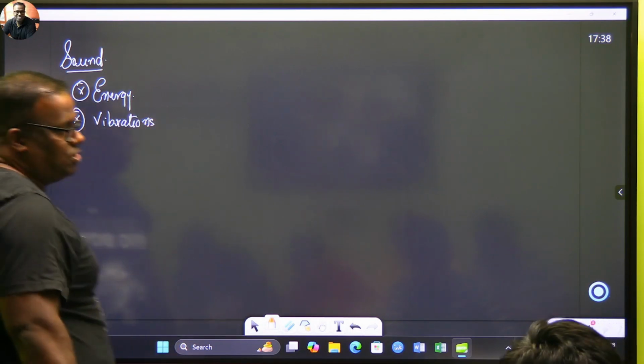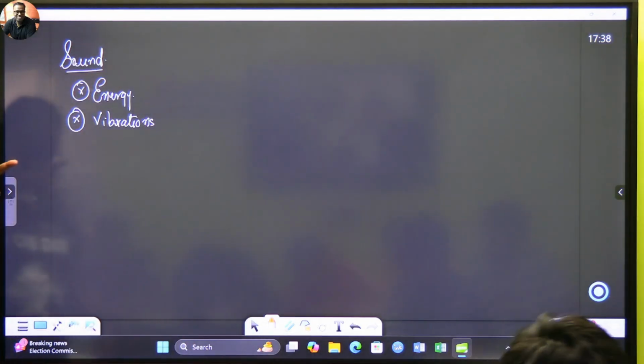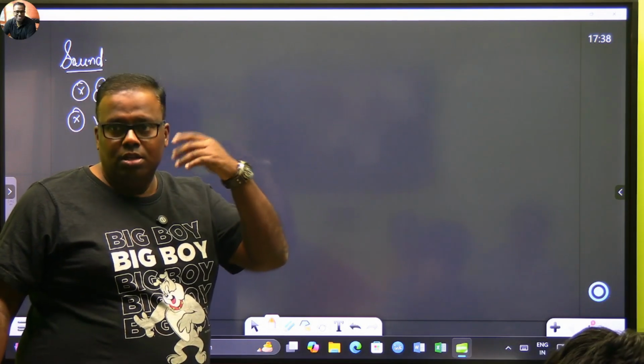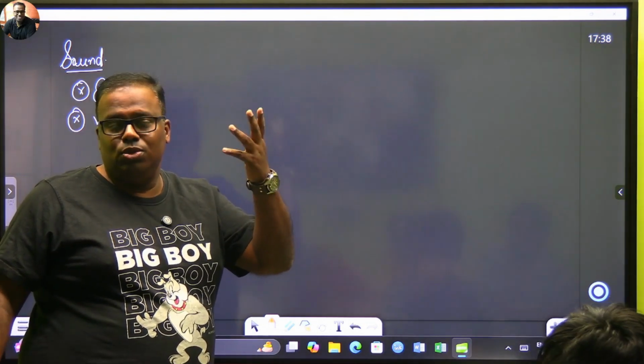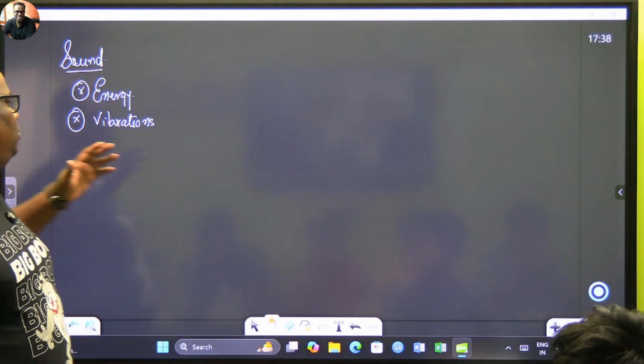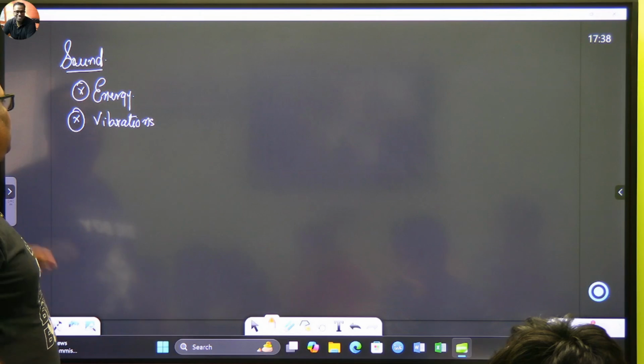So every object which creates sound, objects which are sonorous, you know the meaning of the word sonorous? You've heard about it in grade 8. We say metals are sonorous. Metals are sonorous means metal like a bell. A bell makes sound. Everything that makes sound will actually undergo vibration. Only when you have vibrations will you create sound.